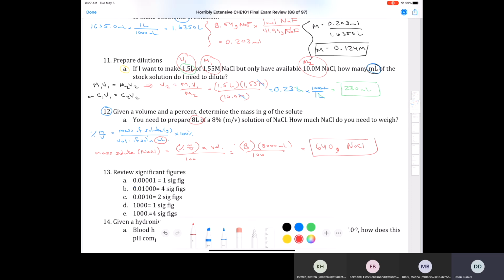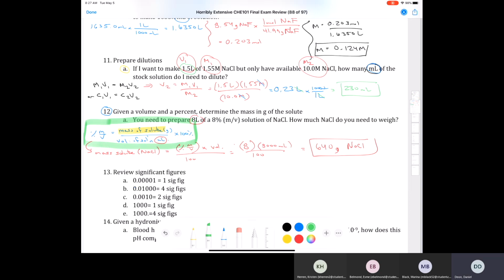I think that anybody here can rearrange the formula of percent mass over volume to solve for the mass of solute. I don't think that's super challenging. So I think the hardest thing about this problem is memorizing the formula, and you do have to know this formula. Percent mass over volume is equal to mass of solute divided by volume of solution.